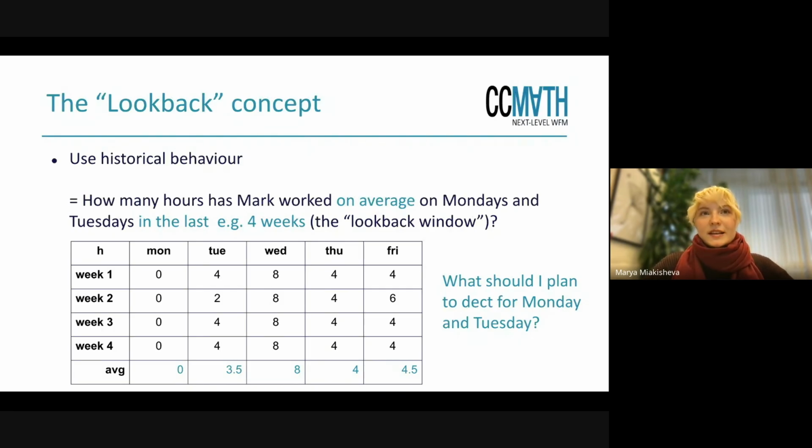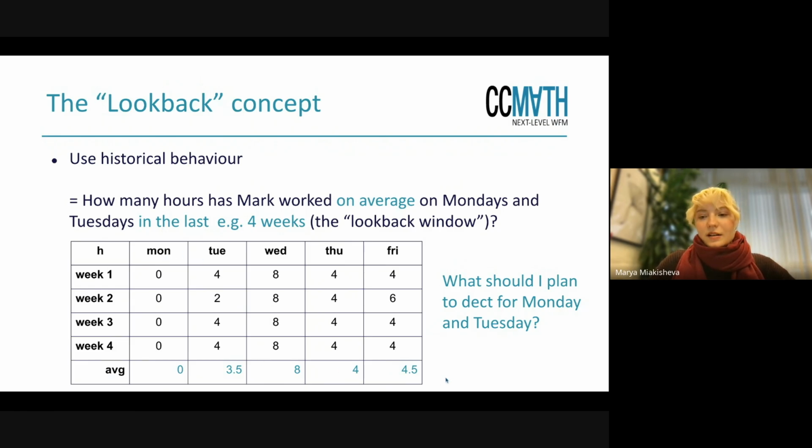So in this case, we would like to look 4 weeks into the past. In the past 4 weeks, how many hours did he work on each workday? And we can see in this table that he works usually about 4 hours on Tuesday, but again, it's not always the same. Sometimes it's 2. Wednesday, Thursday, Friday, Mondays usually doesn't work. At the bottom, we have the average calculated.